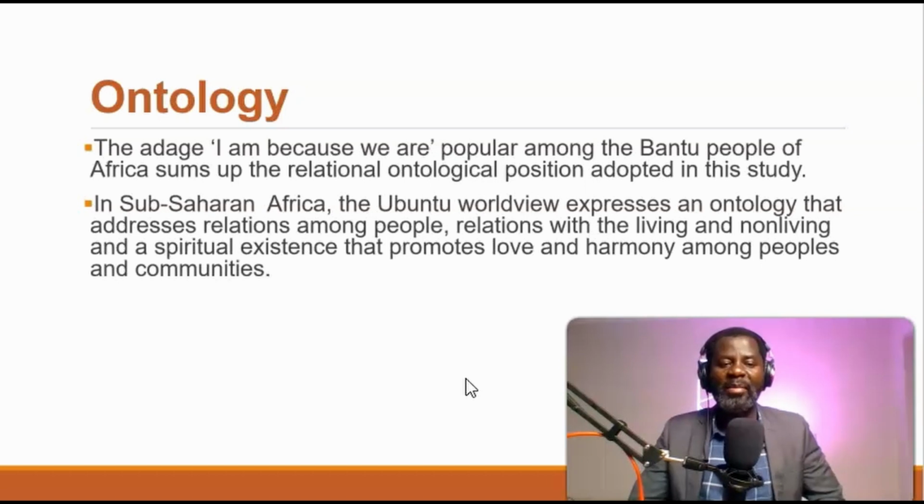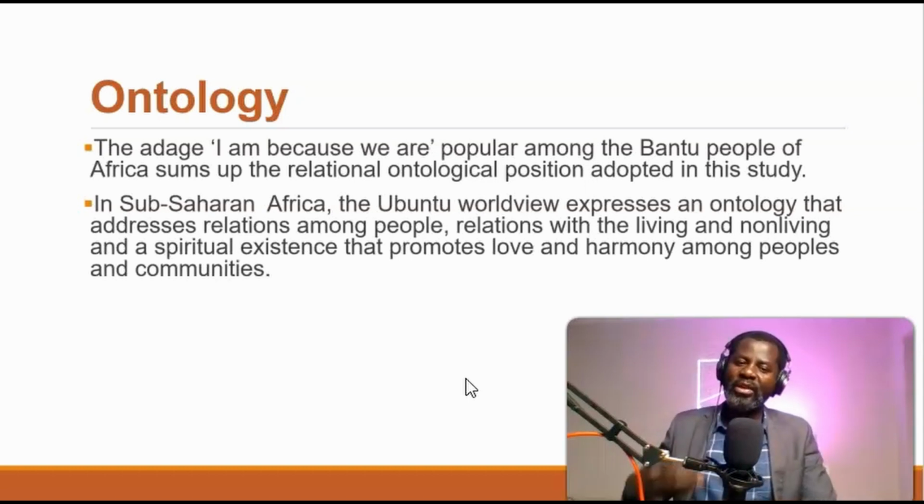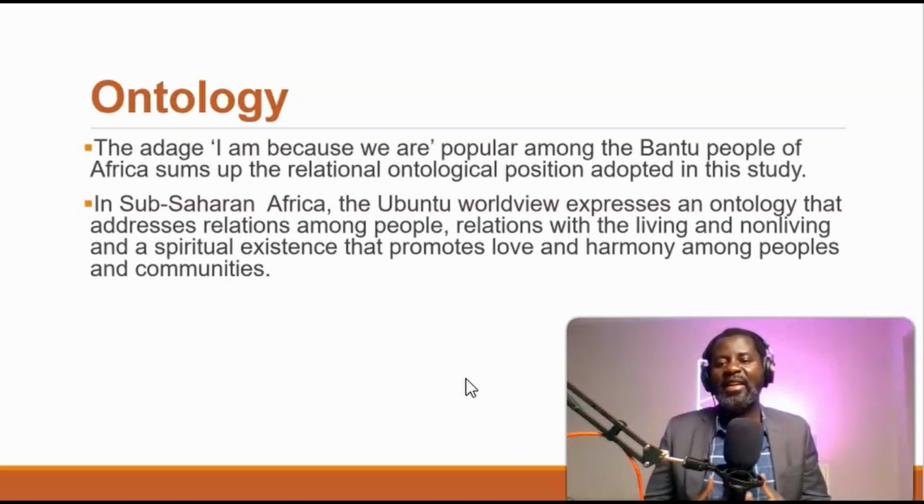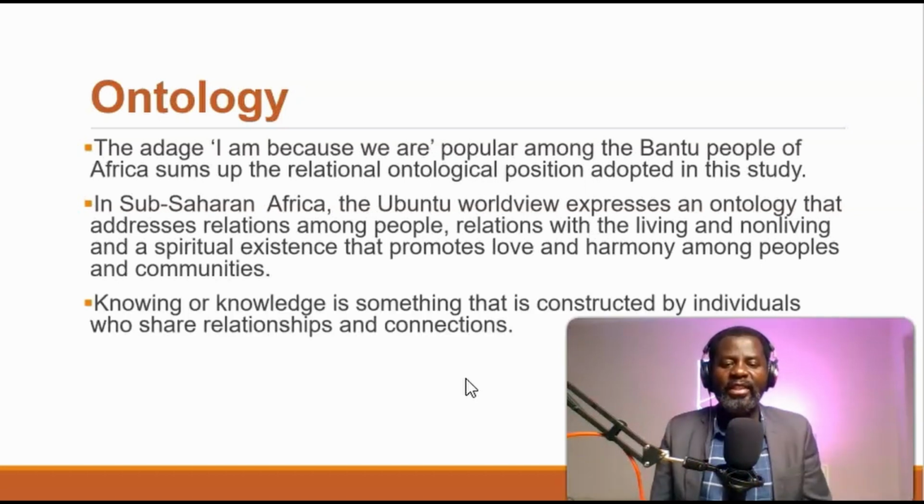So when you talk about ontology, we are talking about such relations, and these relations are very important because to understand reality among sub-Saharan African people, we need to understand how they relate to these things: their environment, the trees, the rivers, the mountains, the animals, the totems, and other things. Knowing or knowledge is something that is constructed by individuals who share relationships and connections. So again, ontologically, knowledge or knowing is constructed by individuals who share relationships and connections.